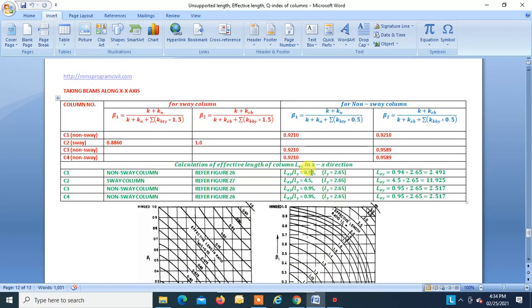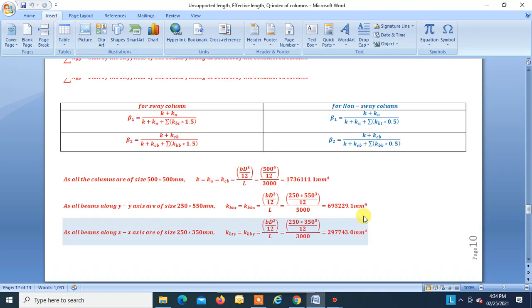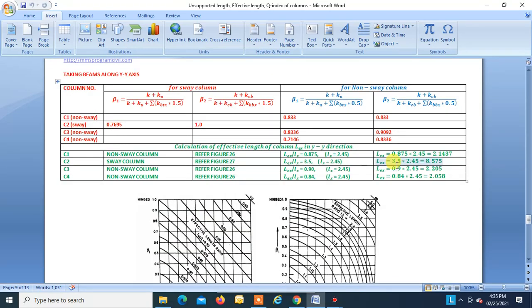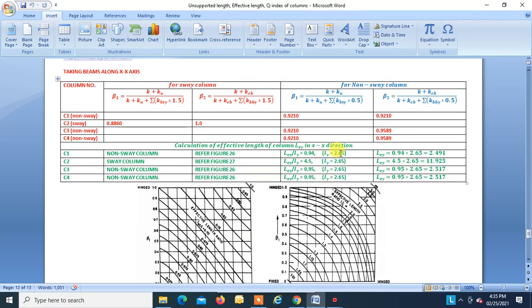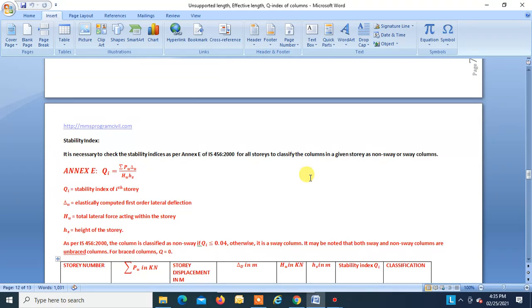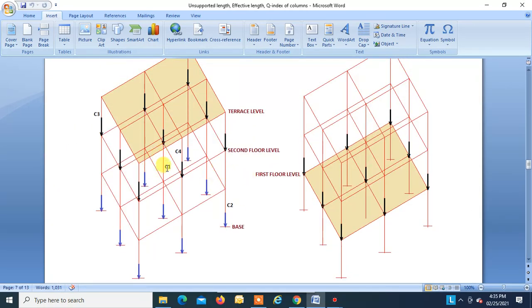From here we can see that this point falls over here, that is graph 13, that is 0.95. Ours is a little bit inside, so we'll take the k value as 0.94, which I have taken over here. K is 0.94, right? Now Ly is the unsupported length in the table which we have already found. C1 Ly was found to be 2.65, so we'll take Ly as 2.65, right? So this into this will give you Ley, that is equal to 2.491. So what is Ley? Ley, which we have found, is the effective length for column C1 in this direction, that is along the XX direction, right?